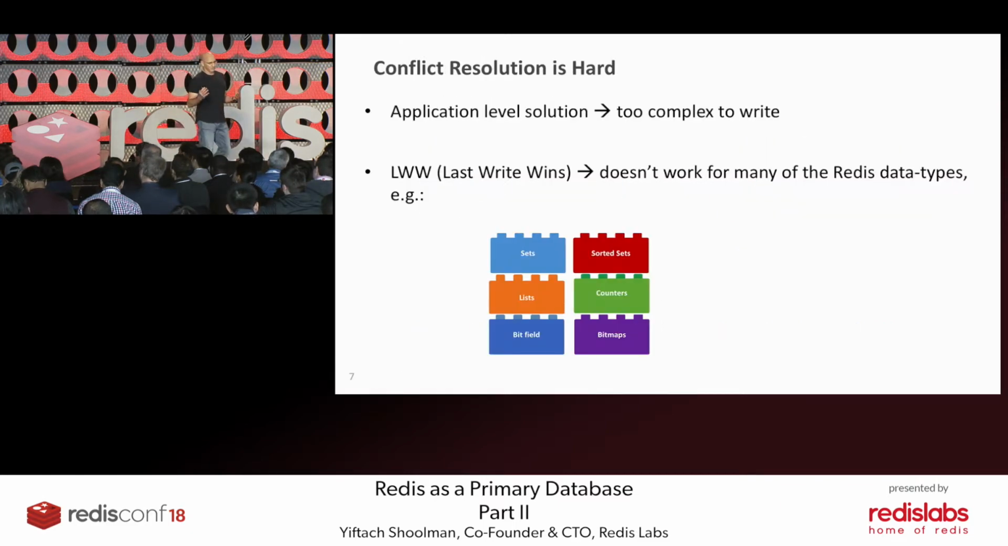The other problem with this type of configuration is the conflict. Once you write from different locations, how do you do the conflict resolution? If you try to do it at the application layer, this is going to be a very hard task for you to develop. And if you use a traditional mechanism like last write wins, this is good for simple use cases. But if you look at the complex use cases of Redis, in most cases, you will lose your entire data, your entire keys, or whatever.